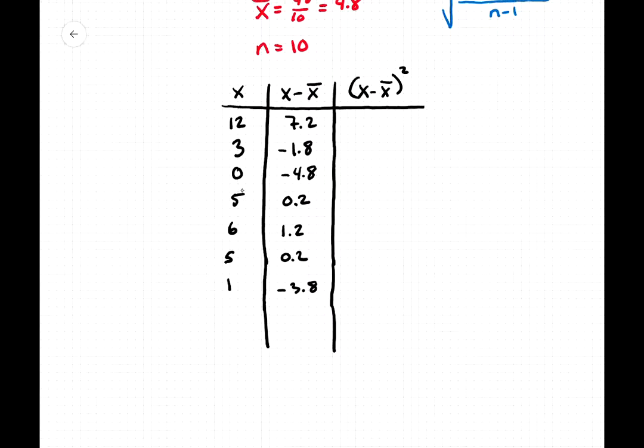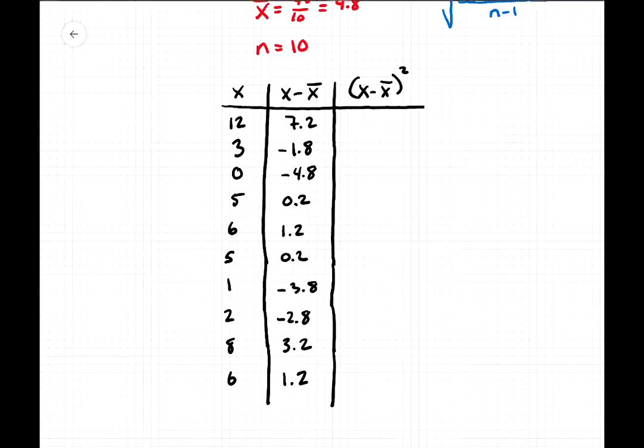Let's see, 1, 2, 3, 4, 5, 6, 7. Then there's a 2, an 8, and a 6. Okay, whew. 2 minus 4.8 is a negative 2.8. 8 minus 4.8 is 3.2. 6 minus 4.8 is 1.2. Okay.